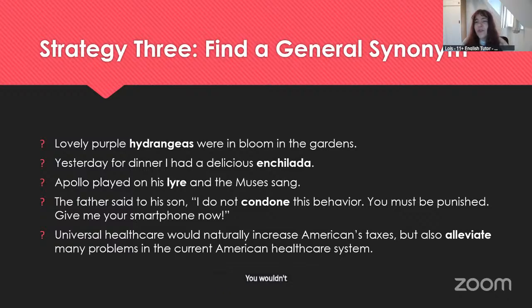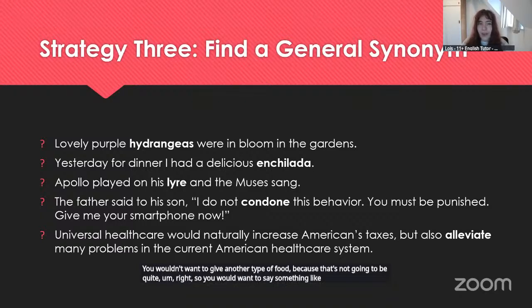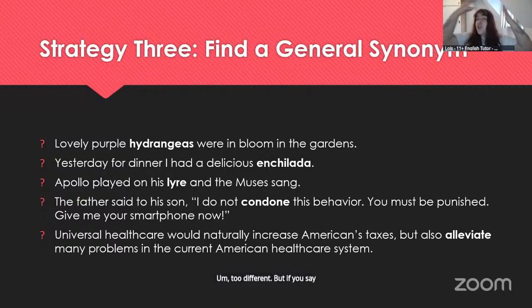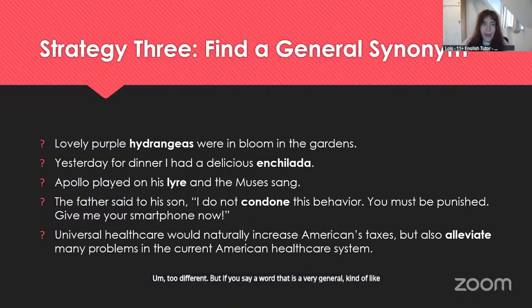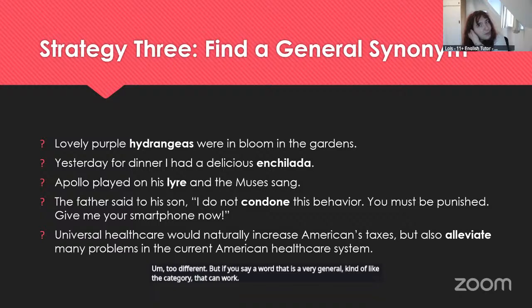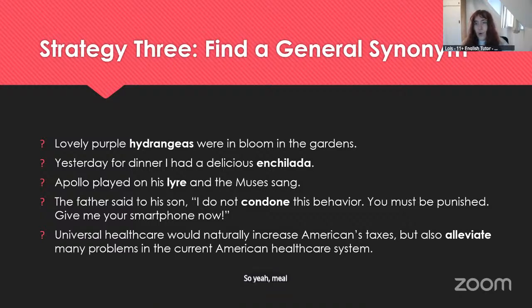You wouldn't want to give another type of food because that's not going to be quite right. You would want to say something like pizza or curry, because that's going to be too different. But if you say a word that is very general, kind of like the category, that can work. So yeah, meal, food, main course, those all work really nicely.